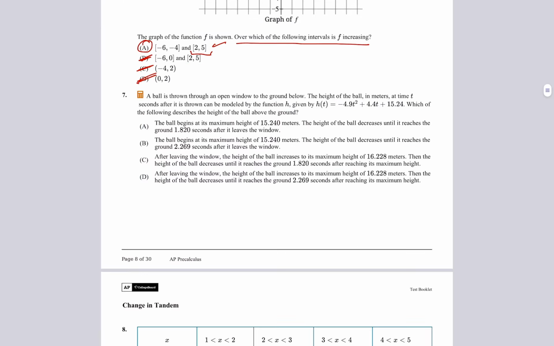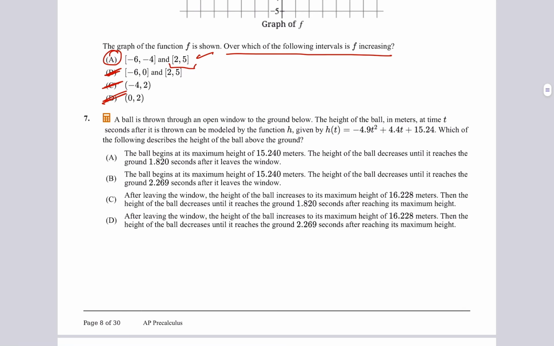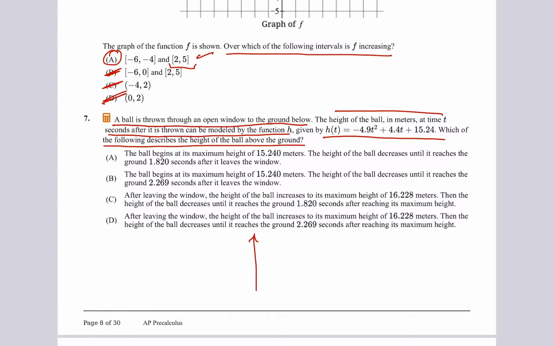Moving on to question number 7. This one is very simple if you know how to graph it. Since you can use Desmos on the test, feel free to graph it, and actually you must graph it so you don't mess up. Let's see what the question's all about. We have a ball which is thrown through an open window to the ground below. The height of the ball in meters at time t seconds after it is thrown can be modeled by the function h, given by h of t equals the following. Which of the following describes the height of the ball above the ground?